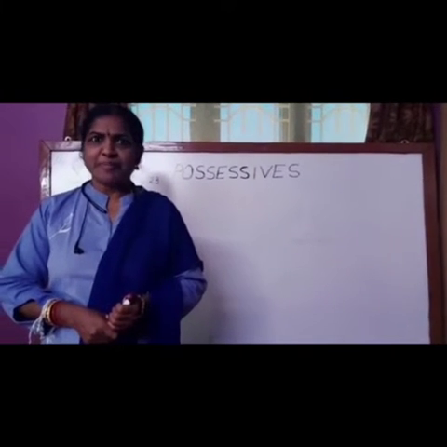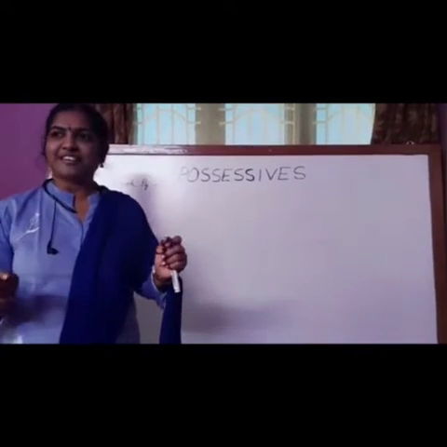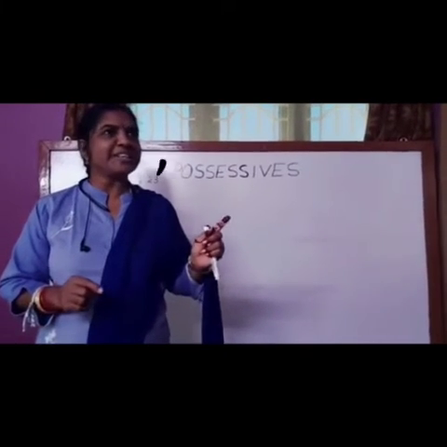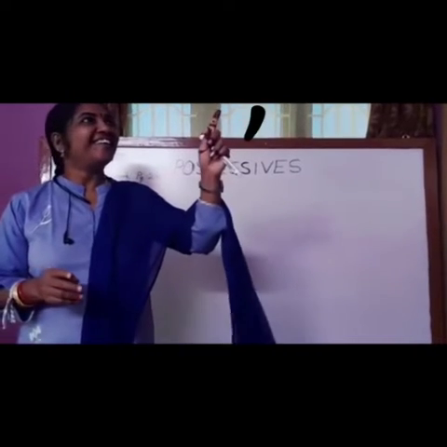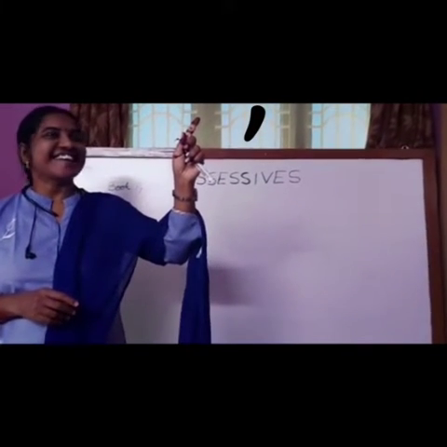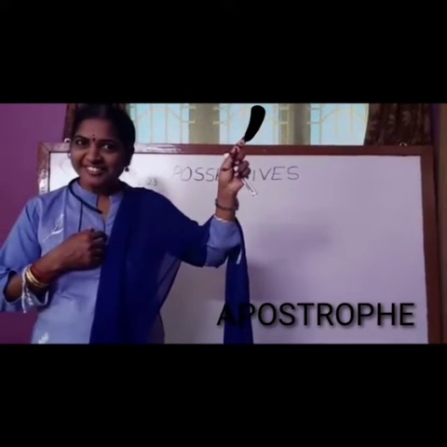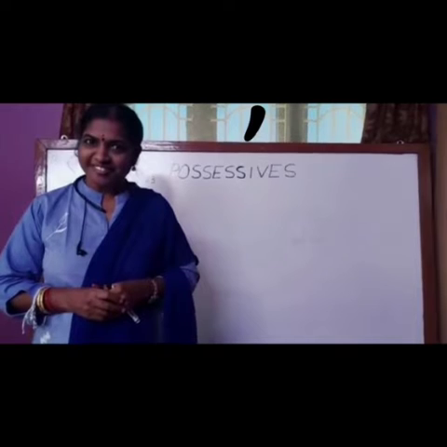Have you met my friend? He was around somewhere here. He was just here a few minutes ago. Where? He's there. This is apostrophe, my friend. I think you have met him before?